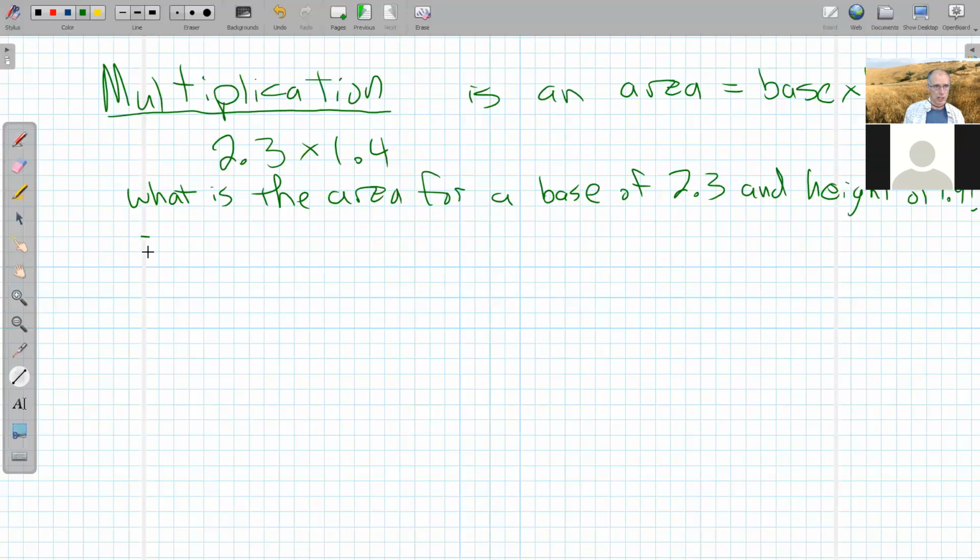Going up: 1, 2, 3, 4, 2, 3, 4, 5, 6, 7, 8, 9, 10. So that's going to be my height there. And then coming across, I've got 2 and 3 tenths. So 1, 2, 3, 4, 5, 6, 7, 8, 9, 10. And let's just make that mark.